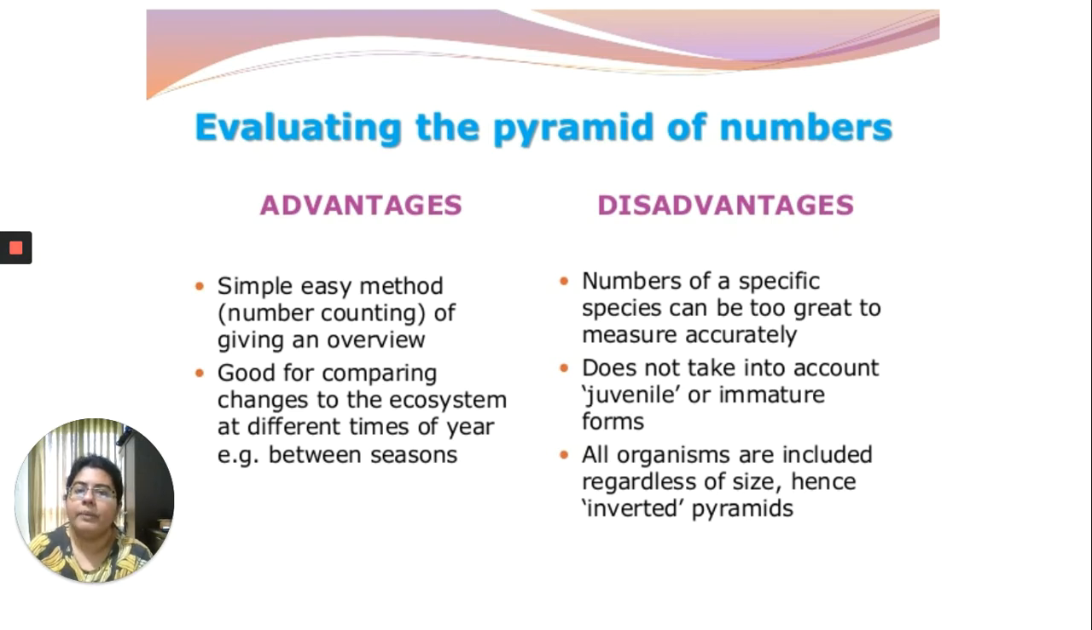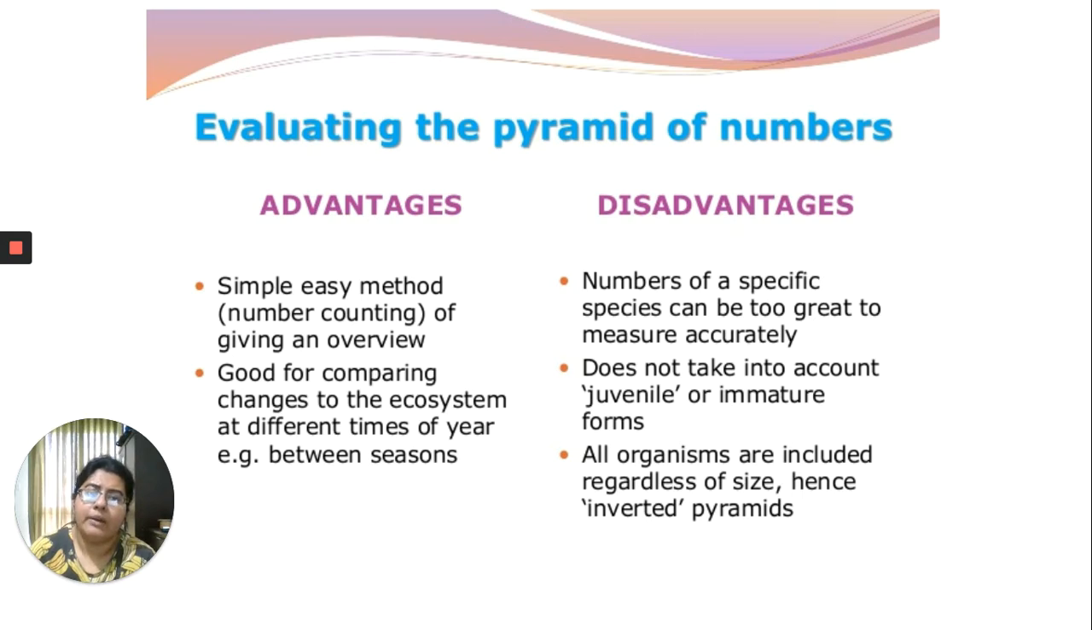This is good for comparing one ecosystem with another based on different seasons. So in different seasons, which ecosystem will have more living organisms, a grassland or a forest? To compare that, you can use this pyramid of number. A disadvantage is that the number of species is so large that you can't exactly count how many deer, how many zebra, or how many grass plants there are. It's not accurately counted, so you always take an approximate number.